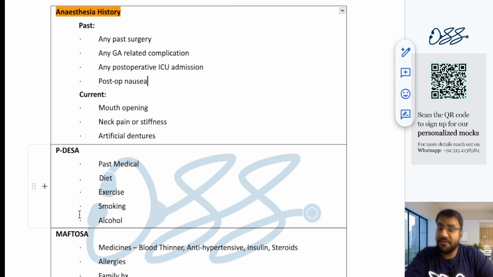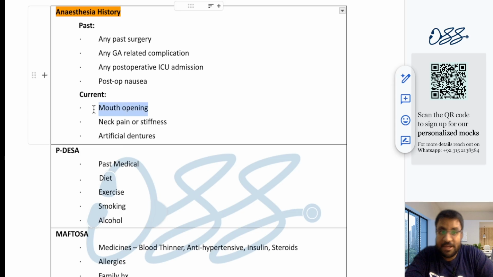Then there are a few assessments that you need to make sure that you do. That includes the mouth opening: can you open your mouth properly? Are you having any difficulty in opening and closing your mouth? Can you please show me how you can chew? Can you please open your full mouth for me? All of these things need to be asked.